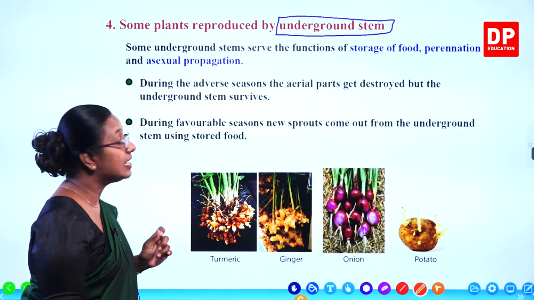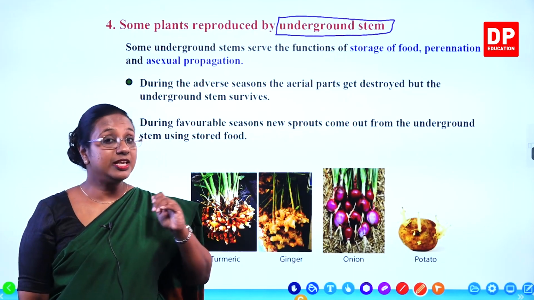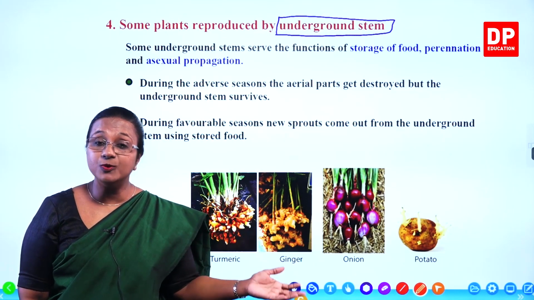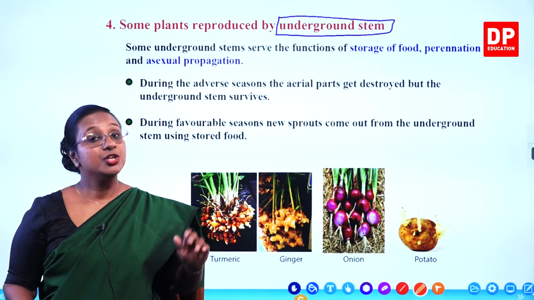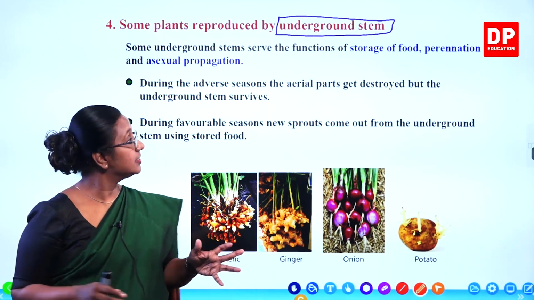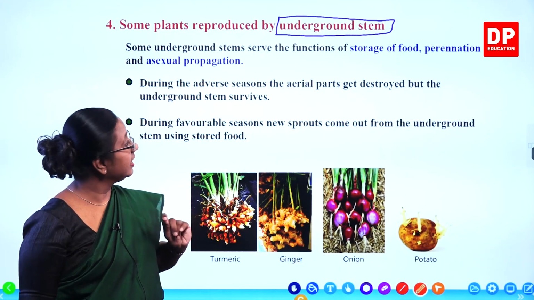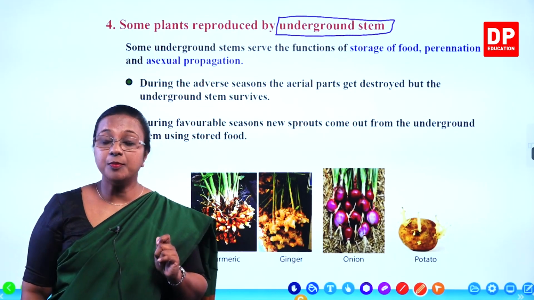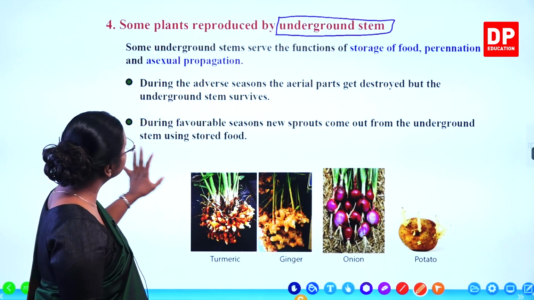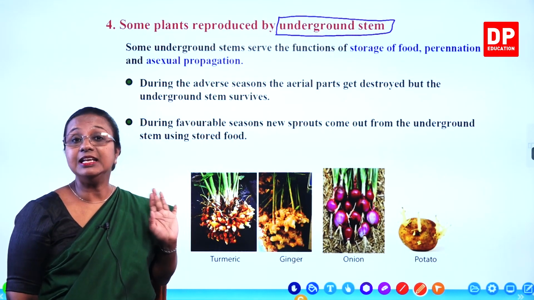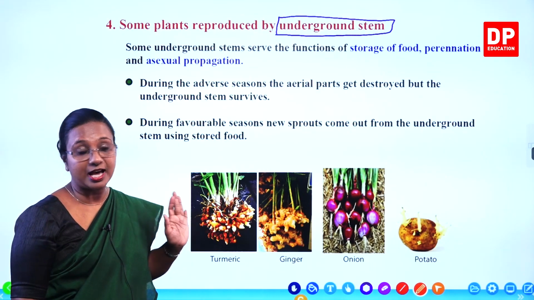And also asexual propagation. These underground stems can produce new plants, that is asexual propagation. So do you all understand all these terms? Storage of food, perennation and asexual propagation. All these functions are interconnected in some way or the other.